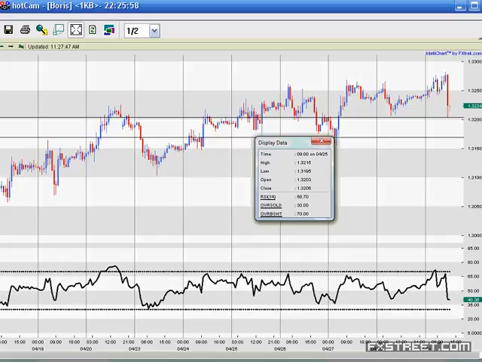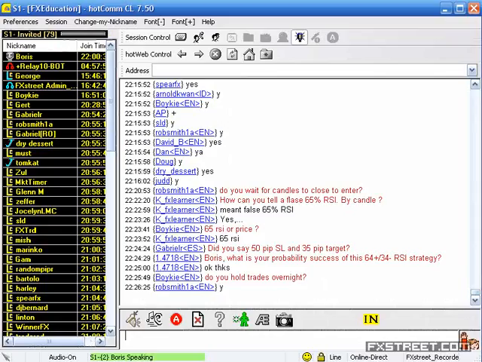Does anybody see the charts here? The black charts? Does everybody see the euro dollar or no?